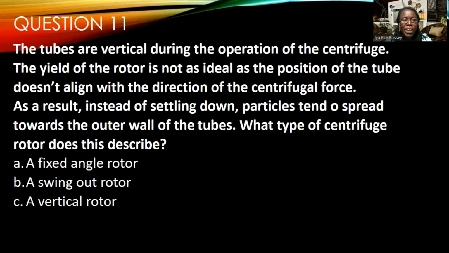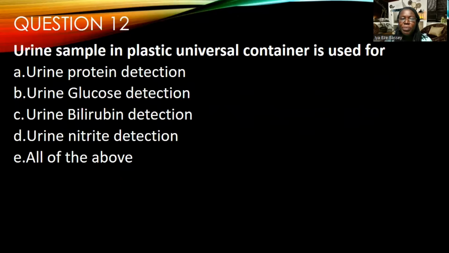Question 11. The tubes are vertical during the operation of a centrifuge. The yield of the rotor is not as ideal as the position of the tube does not align with the direction of centrifugal force. You know, centrifugal force goes out. So as a result, instead of settling down, the particles tend to spread towards the outer wall of the tubes. So what type of centrifuge rotor does this describe? I will go with a vertical rotor.